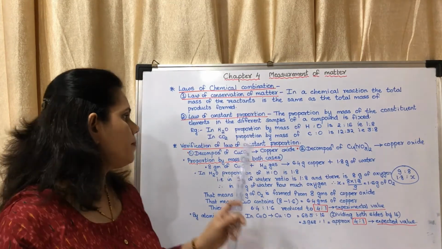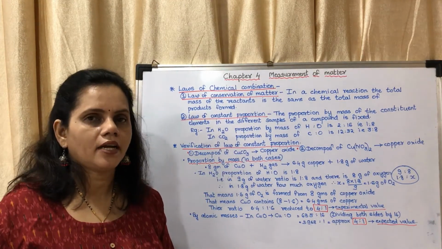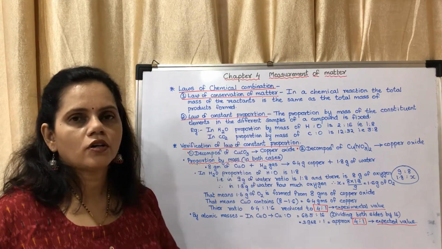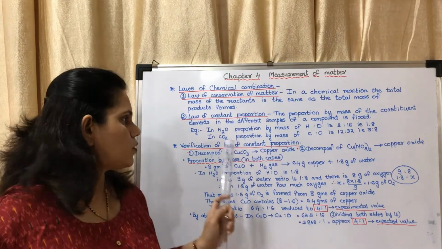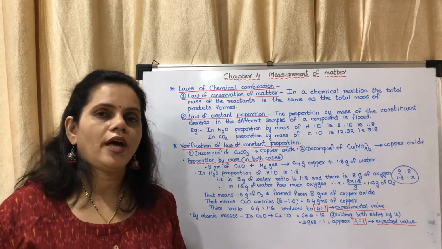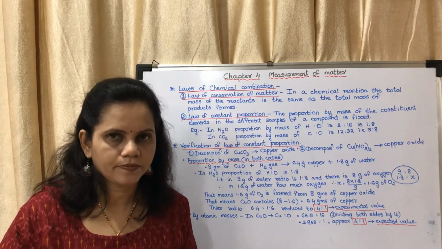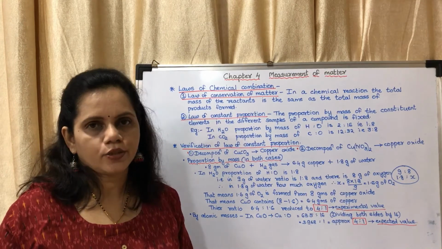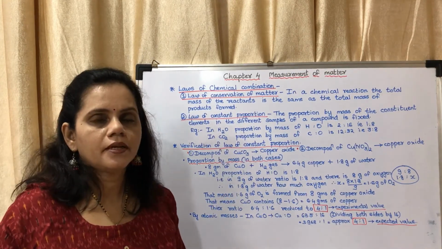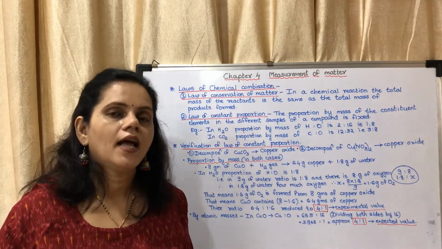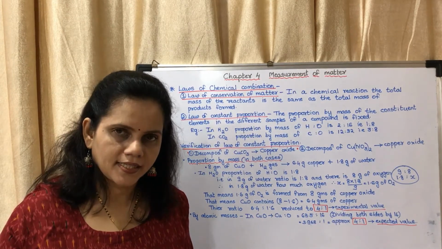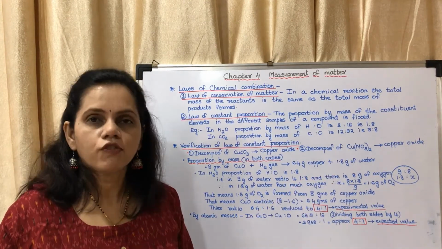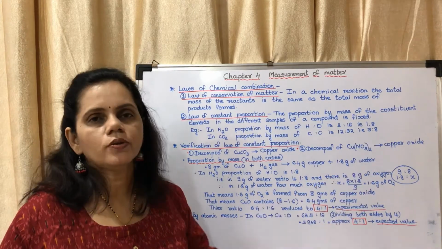Similarly, in CO2, that is carbon dioxide, the atomic mass of carbon is 12 and the atomic mass of oxygen is 16. Here there is a number 2, so you have to multiply with that number. So what will be the ratio? The ratio will be 12:32. What is the atomic mass of carbon? The atomic mass of carbon is 12 and the atomic mass of oxygen is 16. So the ratio becomes 12:32. If you reduce it with 4, it will come to 3:8.